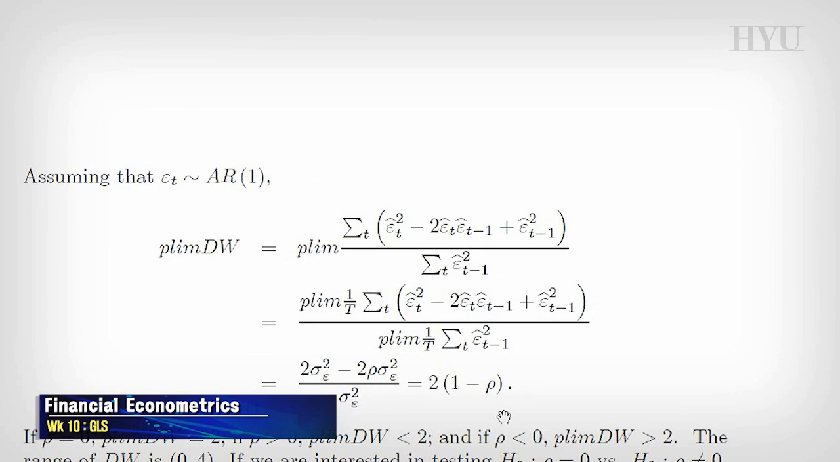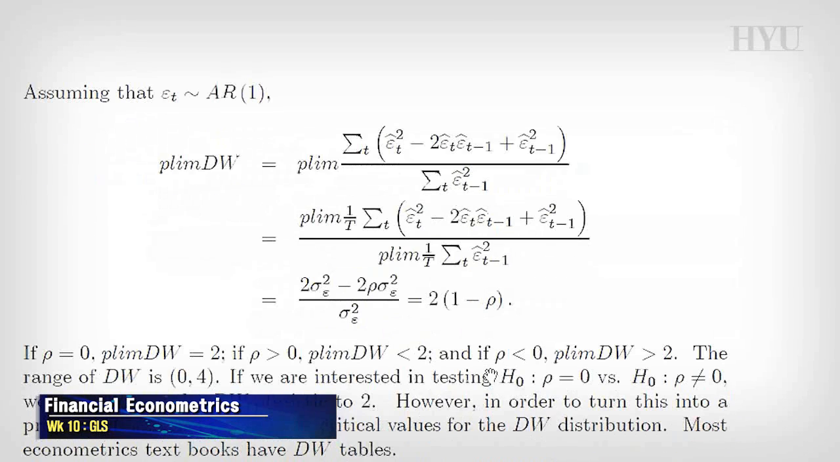And in the limit, the Durbin-Watson statistic in probability limit converges to 2 times 1 minus rho. Therefore, we can do the test. If rho is 0, which means that there is no AR1 structure in our error term, then our DW statistic should be 2. If the correlation in our AR1 error term is positive, then the DW statistic should be less than 2. If there is a negative correlation, then the DW statistic should be greater than 2, right?